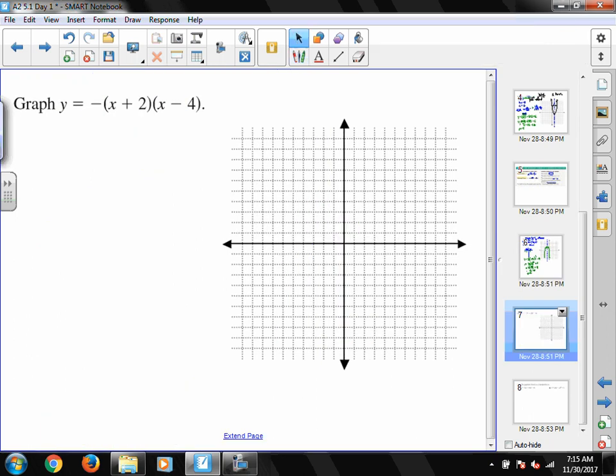The next one we're going to take a look at. Graph y equals -(x plus 2) times (x minus 4). Okay? Well, I have to identify what form. This is intercept form.